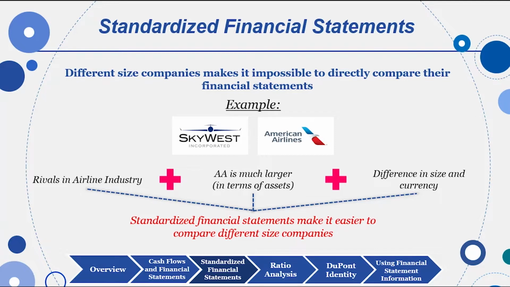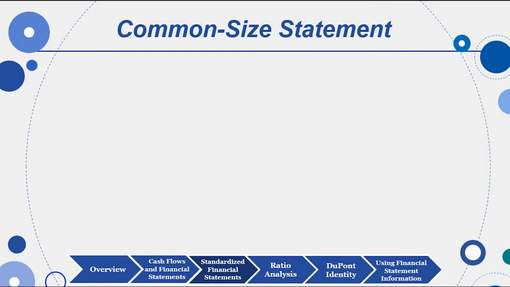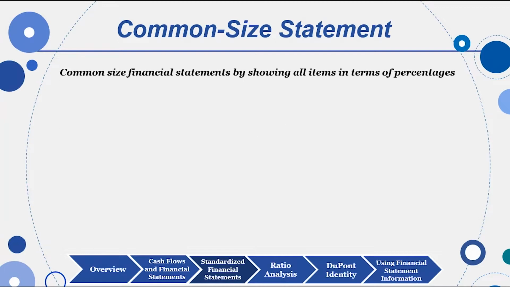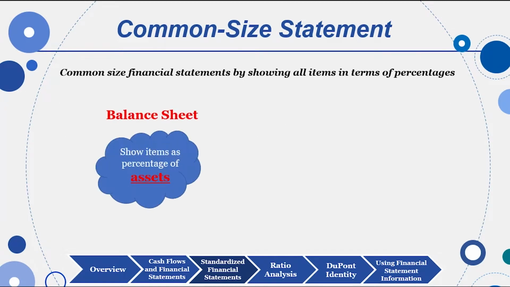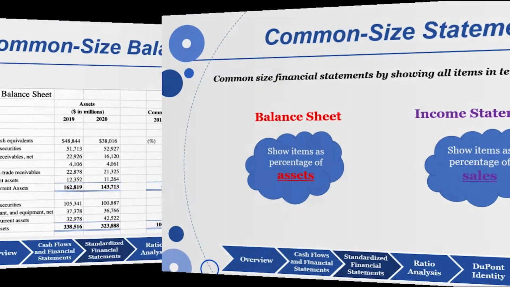Sometimes we have differences in currencies. For instance, in automakers, we have General Motors in US dollars generally, and we have Toyota in Japanese yen. And how do I compare these financial statements? Well, the answer is to common size them or to standardize. So what I do on the balance sheet, I show everything as a percentage of assets. And on the income statement, I do everything as a percentage of sales.